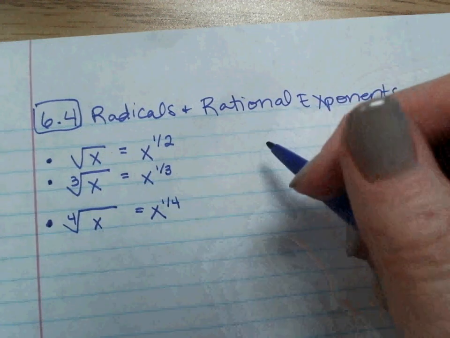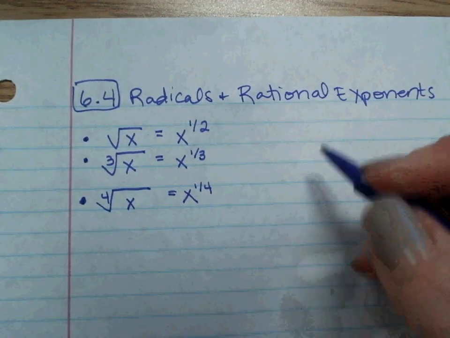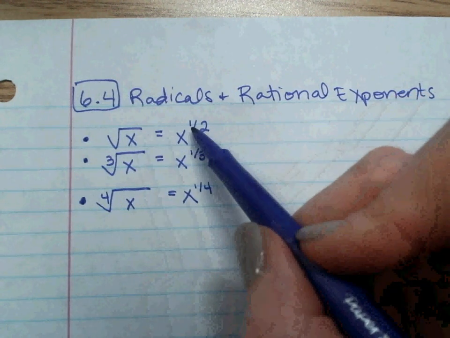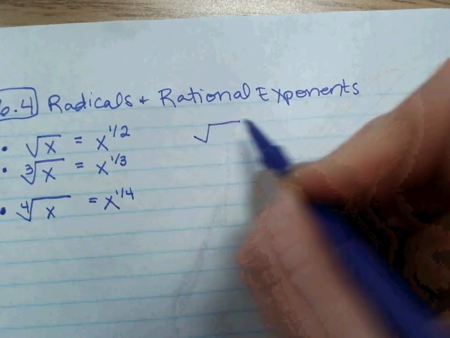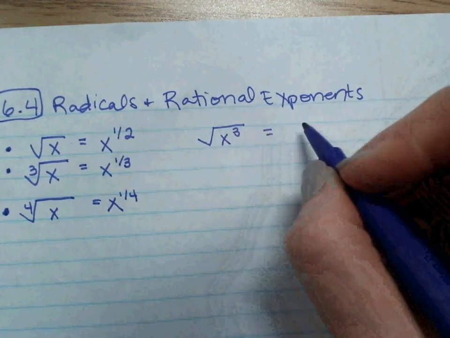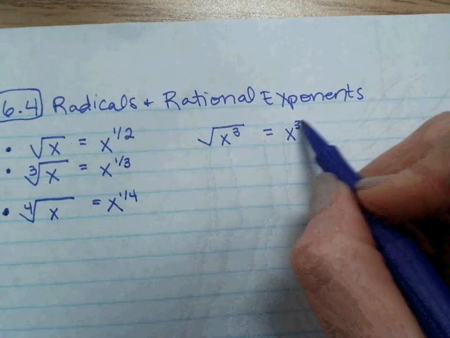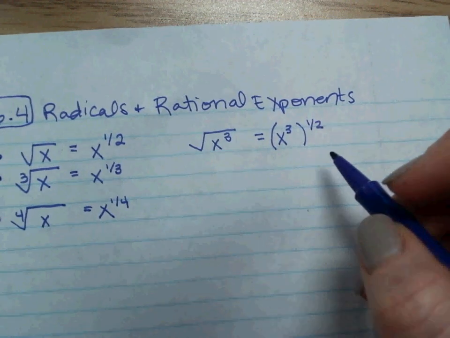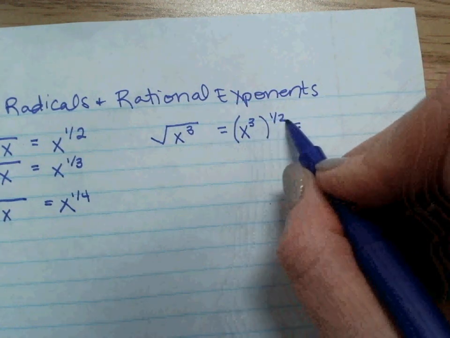So what happens if we have an exponent underneath the radical? The exponent underneath the radical would stay in the numerator position. So let's say we have the square root of x cubed. We would write that as x to the 3rd, to the 1/2 power. In other words, we multiply these when we have power to a power, so that could be written as x to the 3/2.